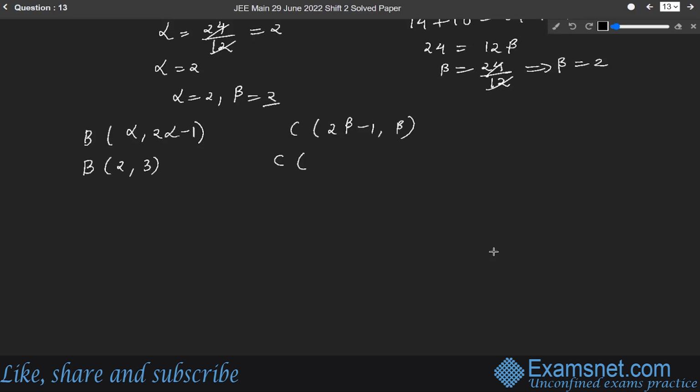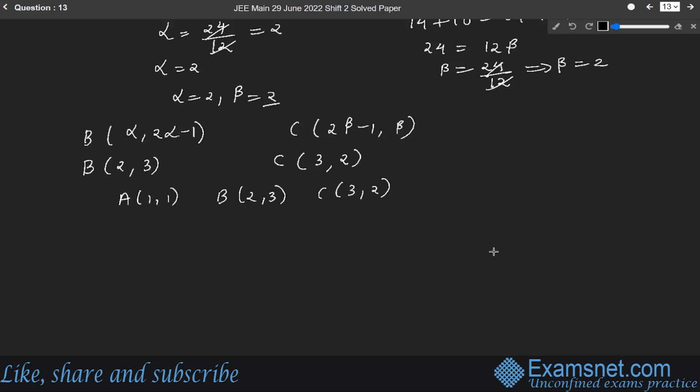So what is beta 2? 2 into 2 minus 1 will be again 3. 2 into 2 is 4 and 4 minus 1 is 3, comma beta. What is the value of beta? 2. So these are the coordinates for C, right? Now we have the coordinates of A, B and C. What is the coordinate of A? The coordinate of A is 1, comma 1, right? The coordinate of B is 2, comma 3 and the coordinate of C is 3, comma 2.